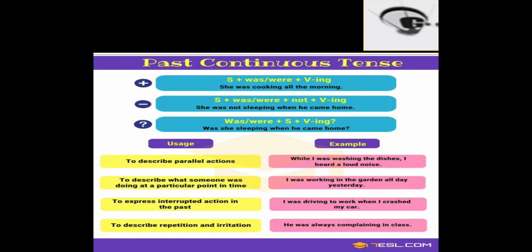Thirdly, it is used to express interrupted action in the past. For example, I was driving to work when I crashed my car. And fourthly, it is used to describe repetition and irritation. For example, he was always complaining in class.